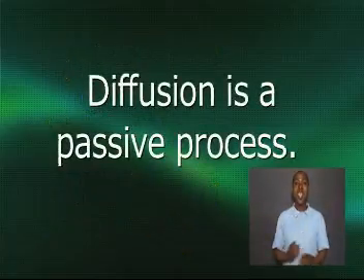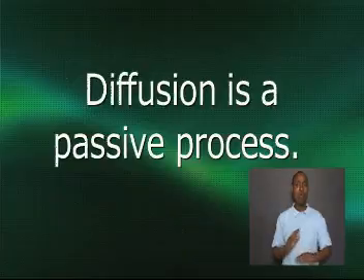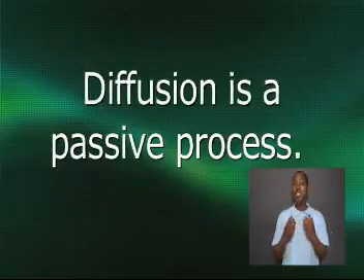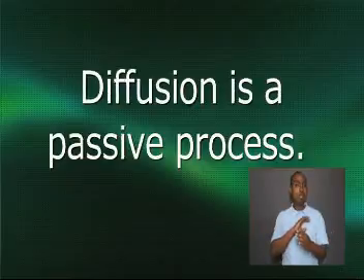Diffusion is a passive process. This means that diffusion does not require energy to take place, since it takes place along the concentration gradient, which means it goes from high to low concentration. Now that we know how the process of diffusion works, why do you think this process is important for cells? Take a few minutes to discuss your ideas with a partner.